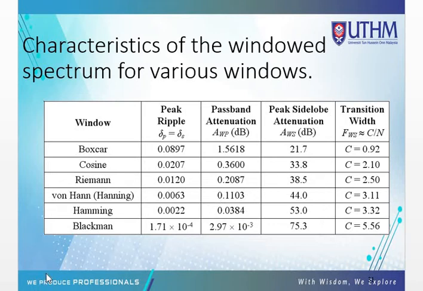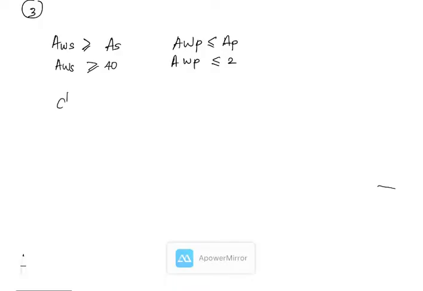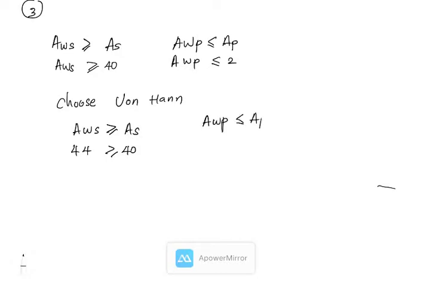So we only choose the window whose starting number first meets the Aws requirement. This is the first window whose starting number meets the Aws requirement, so we will choose the Hanning. So Aws more than or equal to As, so it's 44 more than or equal to 40. Whereas Awp should be less than or equal to Ap, that is 0.1103 less than or equal to 2.